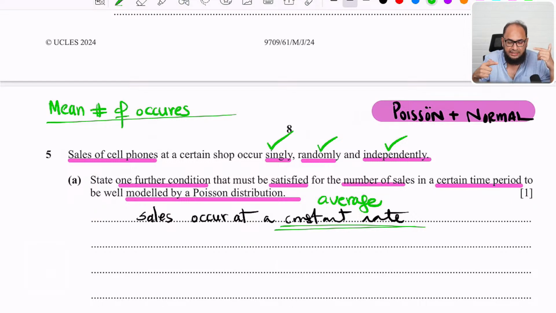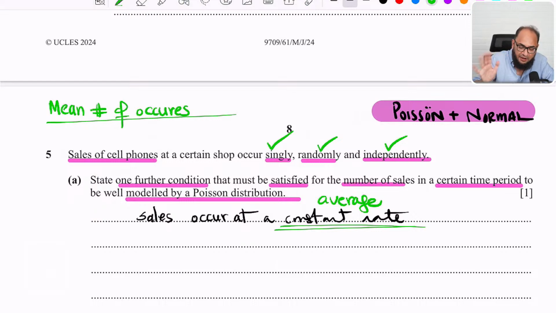The sales occur in such a manner that one person arrives at the shop at one time. The sales occur randomly. One person is not convincing the other person to buy from this shop. Randomly also means that, let's say, 12 phones are sold in 1 hour. It does not mean a phone is sold every 5 minutes. Yes, we do talk about the average rate, but that does not happen in reality.